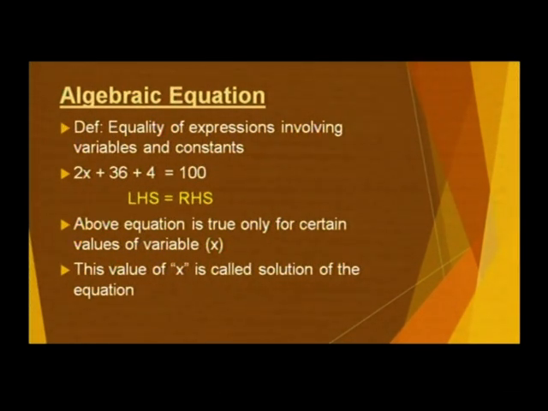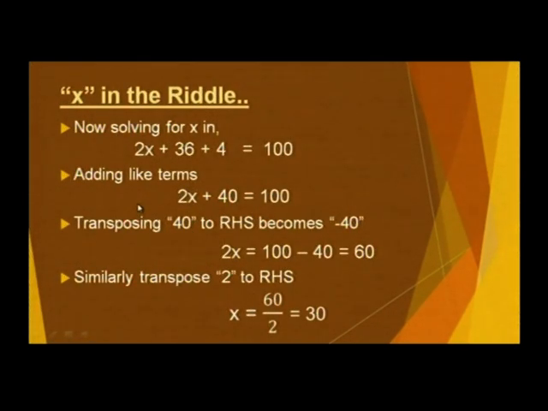Definition: equality of expressions involving variables and constants. Equality of expressions involving variables and constants. Here 2x plus 36 plus 4 equals 100. An algebraic equation has LHS and RHS. Now, we have to solve the equation.